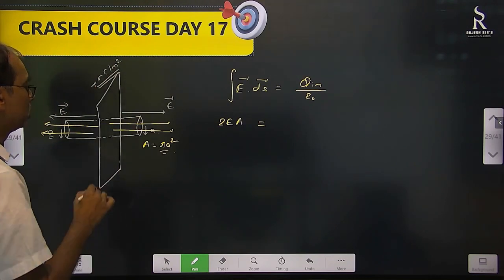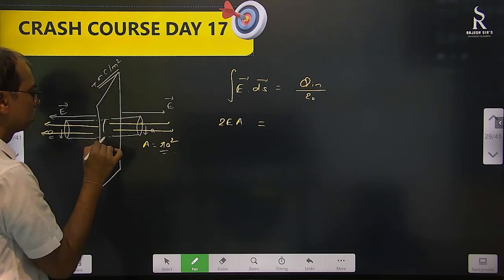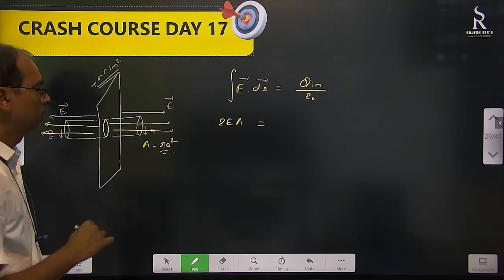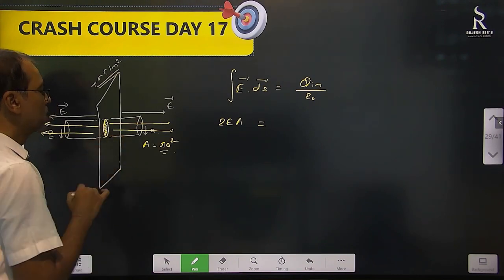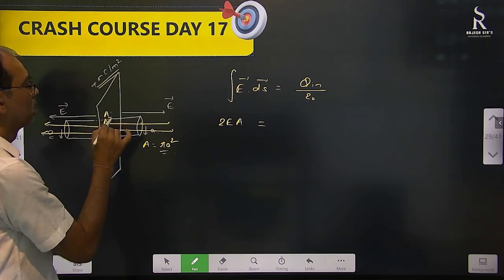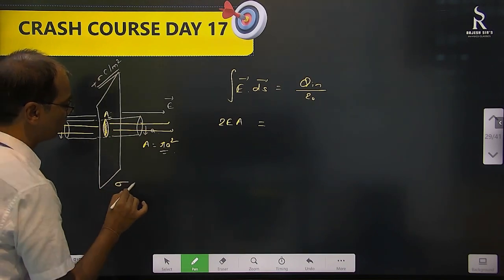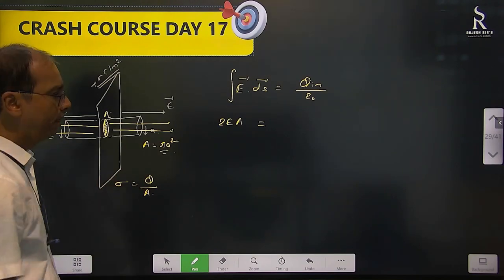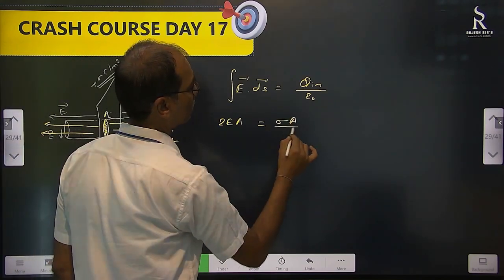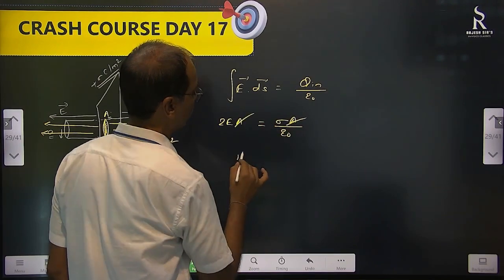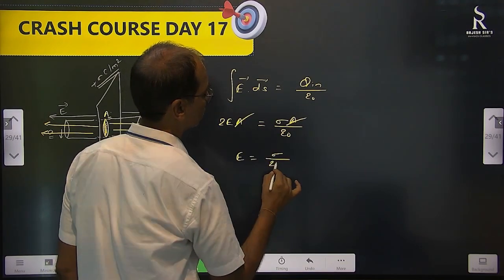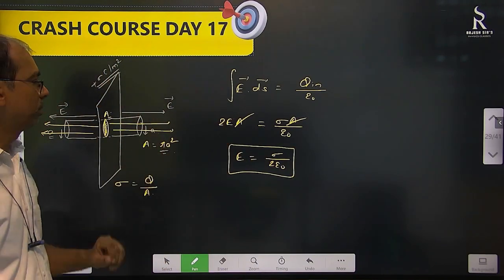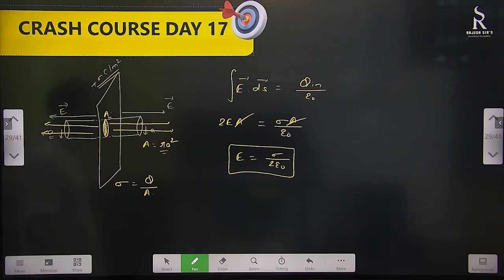Now where is Q inside? Q inside is this. This is the charge on this one. So what is this area? This area is A. The charge will be what? Sigma is what? Q by A. So Q is equal to sigma A. Sigma A by epsilon naught. Simple. A gets cancelled. So E value is sigma by 2 epsilon naught. Like this we can do. So in this direction also sigma by 2 epsilon naught, and in this direction also sigma by 2 epsilon naught.